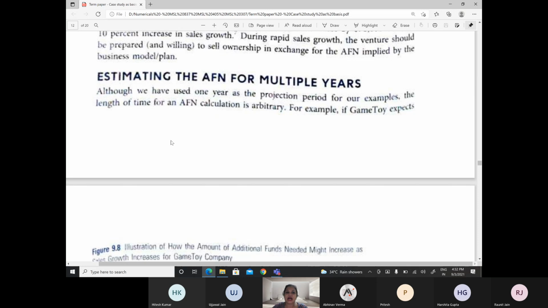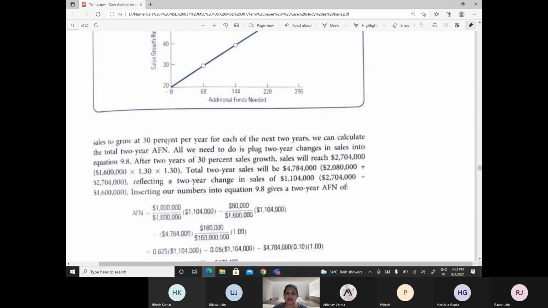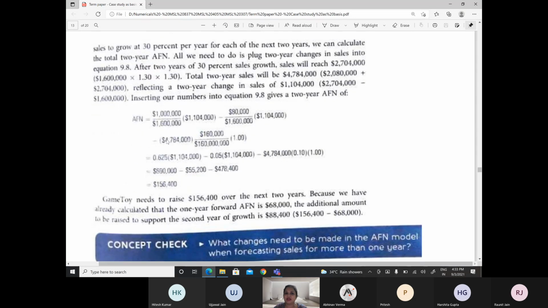Okay. Now let us see how we can estimate the AFN for multiple years. Although we have used 1 year as a projection period for our examples, the length of time for an AFN calculation is arbitrary. You can calculate it for as many years depending on the data. For example, if Game Toy expects sales to grow at 30% per year for each of the next 2 years, we can calculate the total 2-year AFN. All we need to do is plug 2-year changes in sales into equation 9.8. So this is the primary equation. You can just keep plugging different changes.